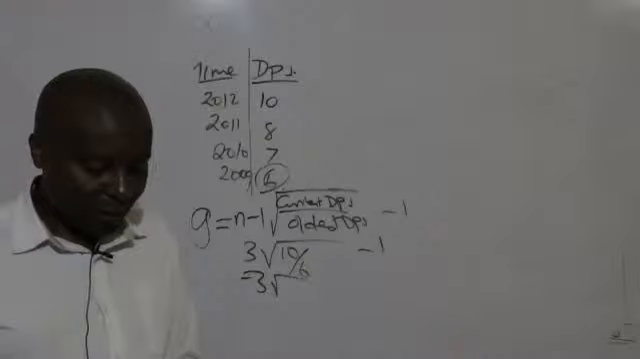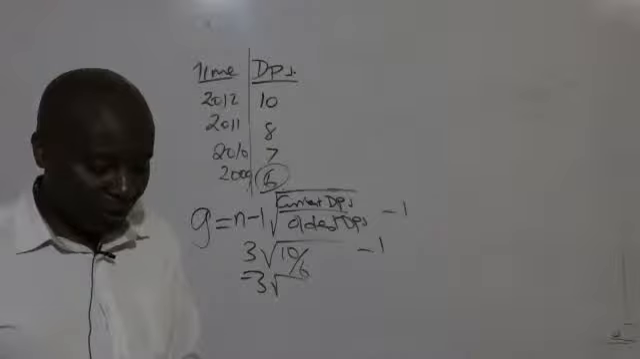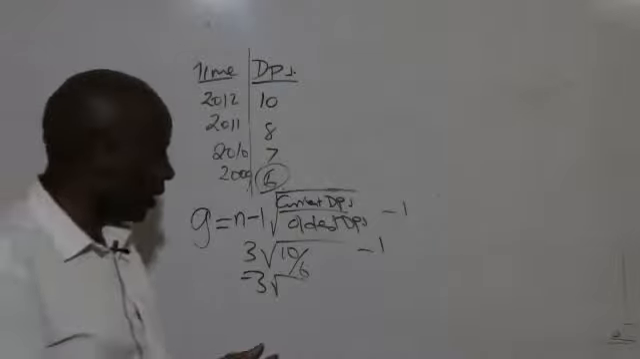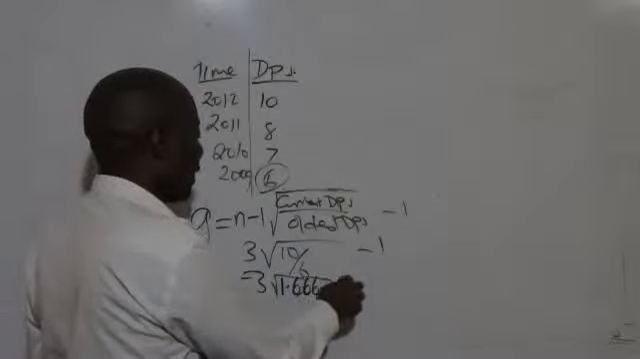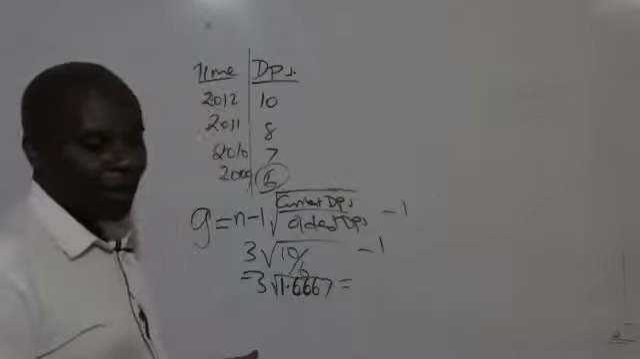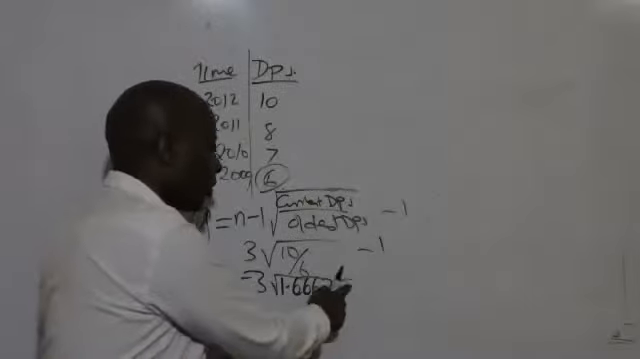So you come here and tell us 10 divided by 6. So we have here 10 divided by 6, which at the end of the day will give us 1.6667 like that. So whatever we get, don't forget to subtract 1.